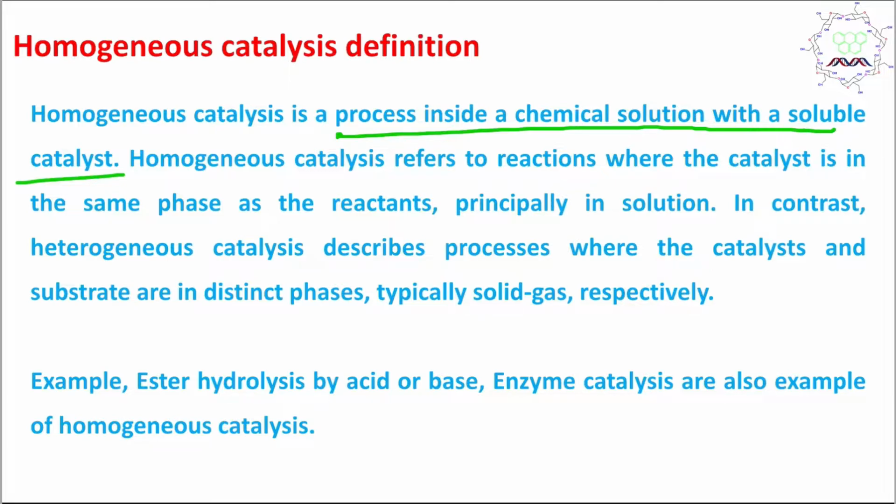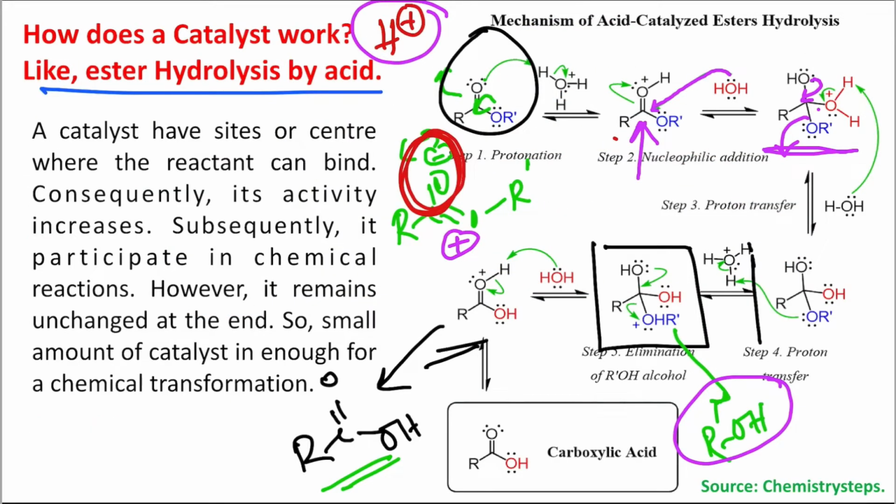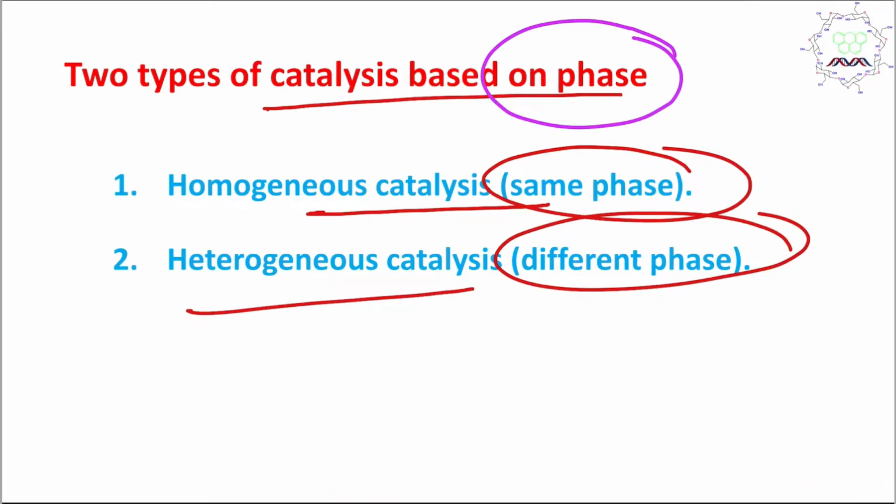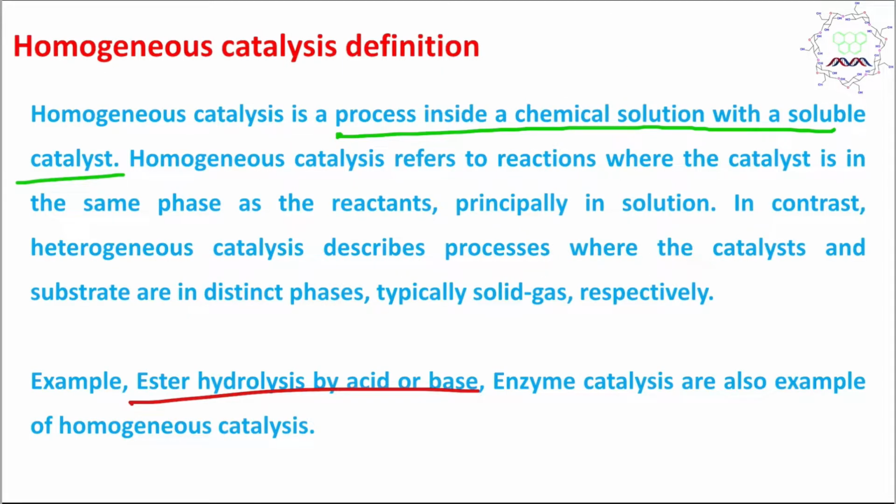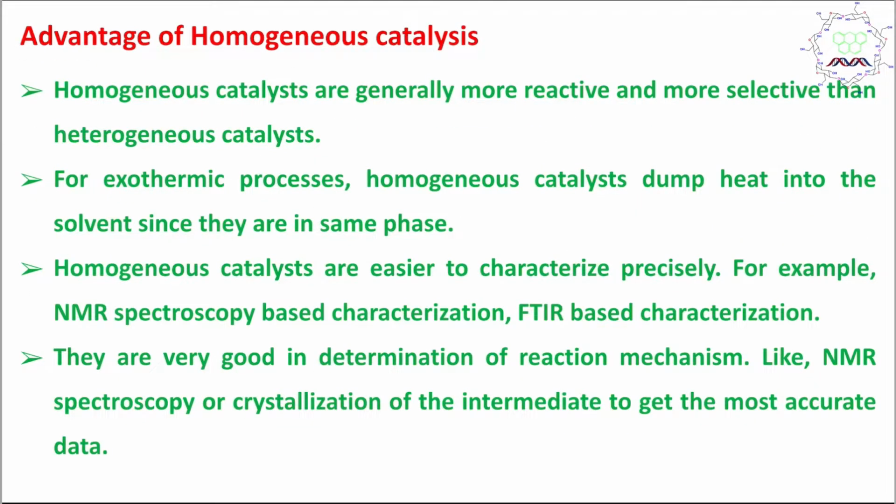Now, heterogeneous is a different phase; I shall come to that later on. Example, as I told, ester hydrolysis by acid and base, which I have just shown, is homogeneous, because in this case the H3O plus and the ester are all in the same phase, soluble in a medium. Enzyme catalysis is also homogeneous, remember. Now, what is the advantage of homogeneous catalysis? These homogeneous catalysts are generally more reactive and more selective.